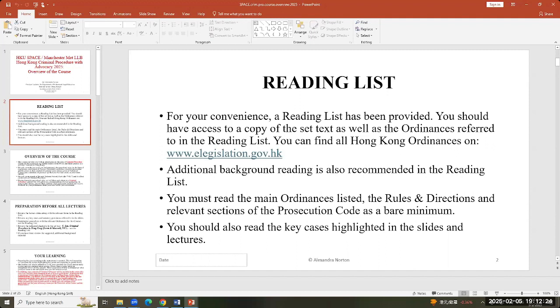In the reading list as well, I've put out some key ordinances for you to take a look at. The main ones are the Criminal Procedure Ordinance, Magistrates Ordinance, District Court Ordinance, the Police Force Ordinance, and the Costs in Criminal Cases Ordinance.